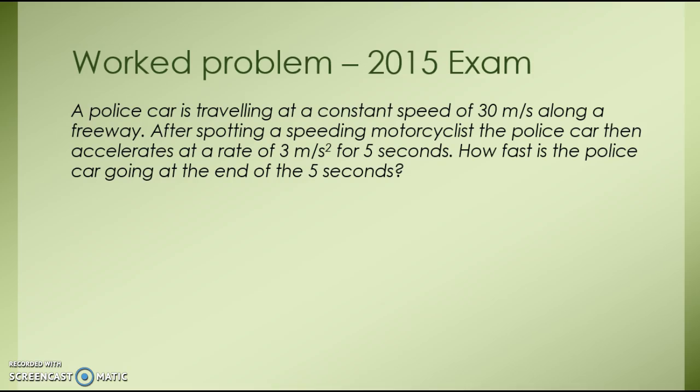Now this is a problem that came from last year's exam, so it's particularly relevant, and it's the kind of question you should expect to see. A police car is travelling at a constant speed of 30 meters per second along a freeway. After spotting a speeding motorcyclist, the police car then accelerates at a rate of 3 meters per second squared for 5 seconds. How fast is the police car going at the end of the 5 seconds?